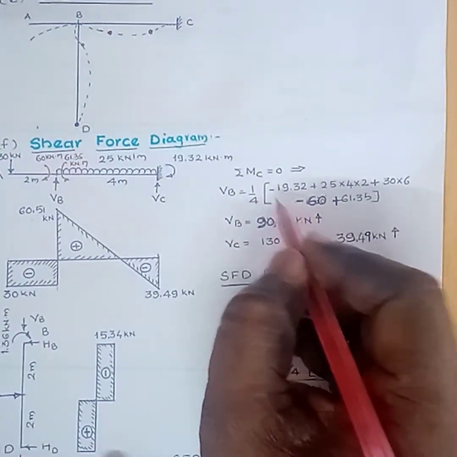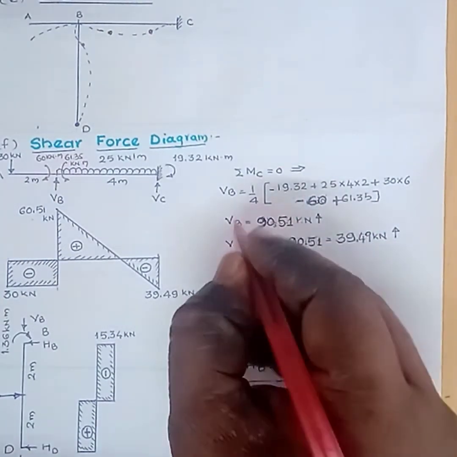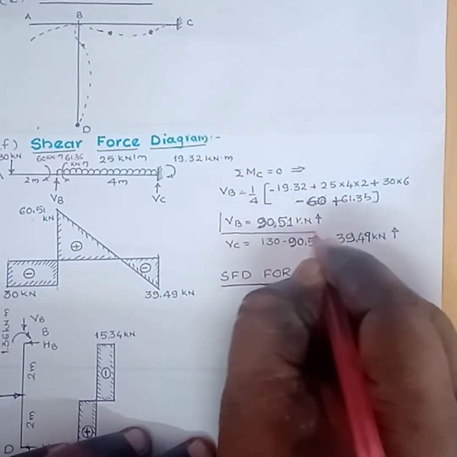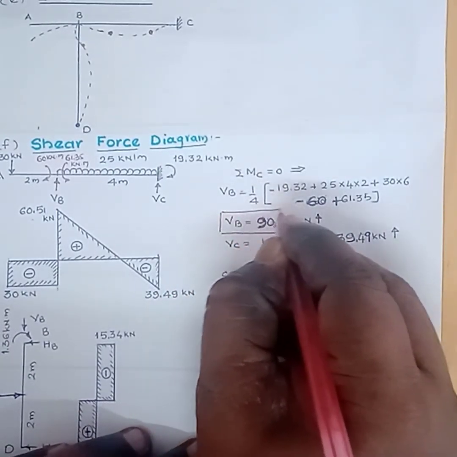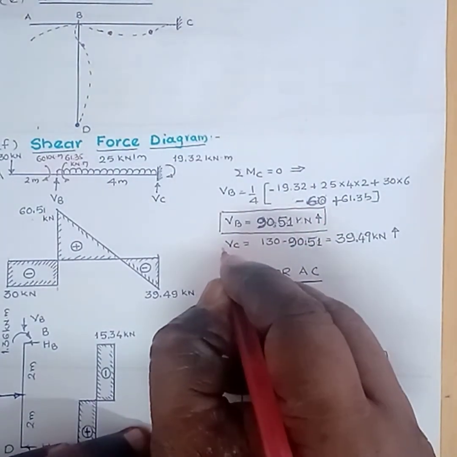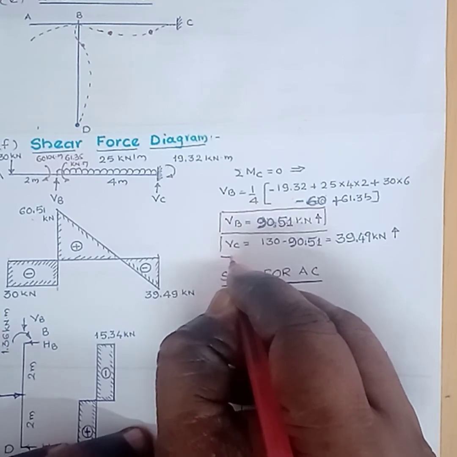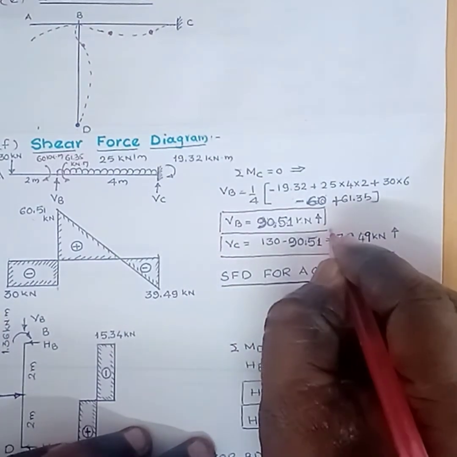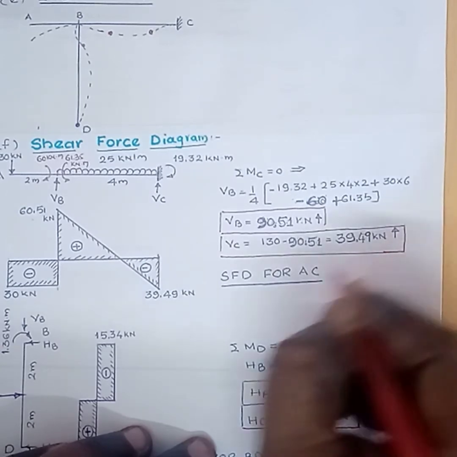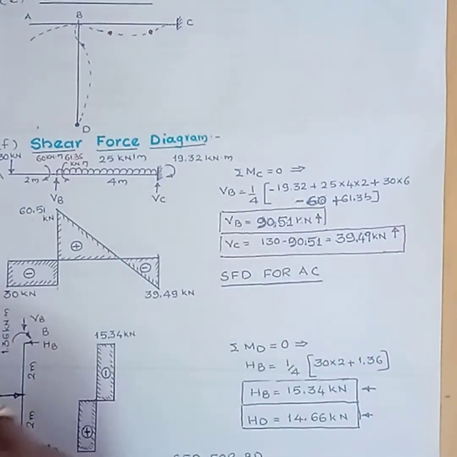Then summation of MC equals 0. By taking the moments, VB will become 90.51 kilonewton. After simplification, that is upward, so our assumed direction is correct. Then by applying one more equilibrium equation, summation of Fy equals 0, you will get the support reaction VC equals 39.449 kilonewton. That is also upward. We assumed both in upward direction.